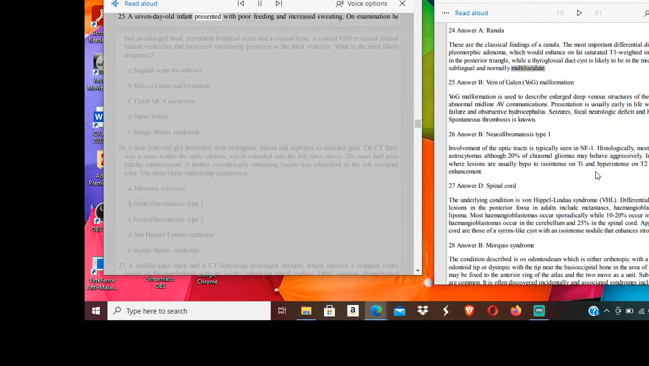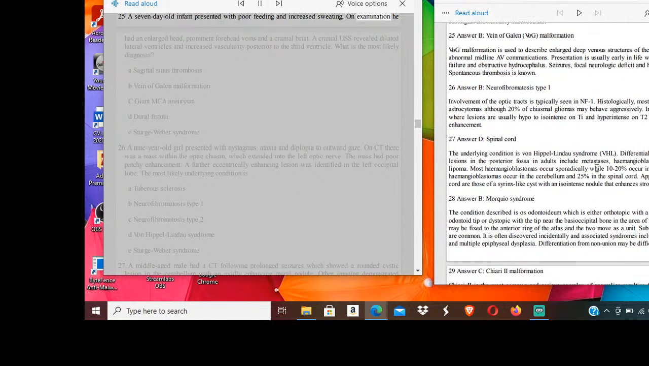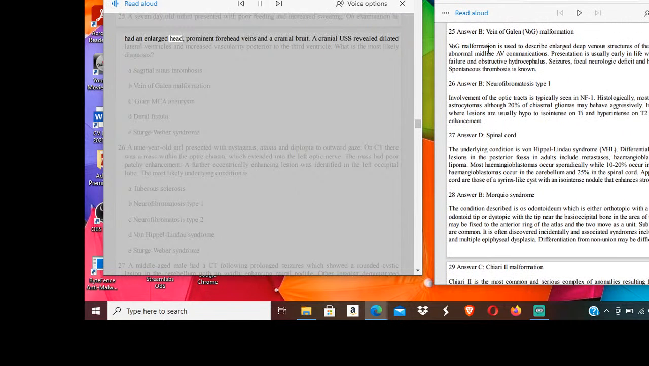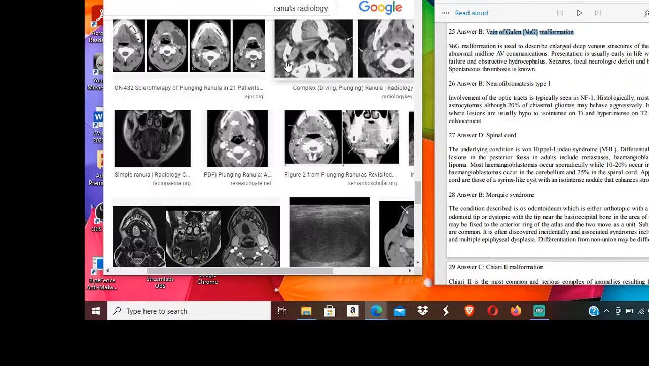25. A 7-day-old infant presented with poor feeding and increased sweating. On examination he had an enlarged head, prominent scalp veins, and a cranial bruit. A cranial USS revealed dilated lateral ventricles and increased vascularity posterior to the third ventricle. What is the most likely diagnosis? A. Sagittal sinus thrombosis. B. Vein of Galen malformation. C. Giant MCA aneurysm. D. Dural fistula. E. Sturge-Weber syndrome.